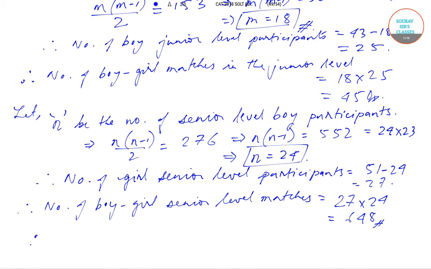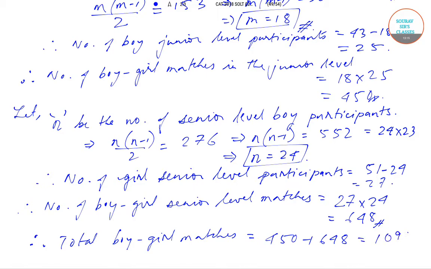So therefore total boy girl matches would be equal to 450 plus 648, which is equal to 1098, and which is the correct answer. Let's move to the next question.